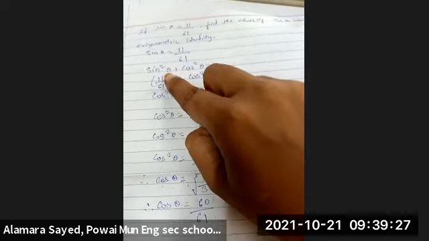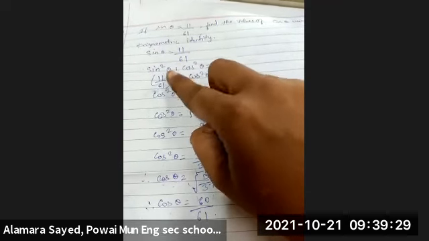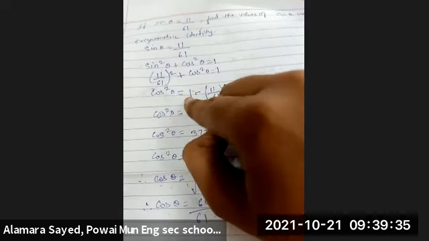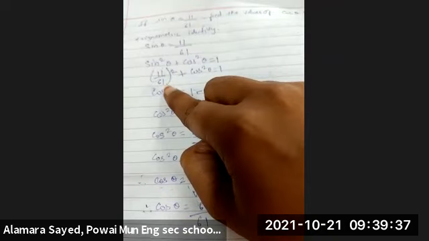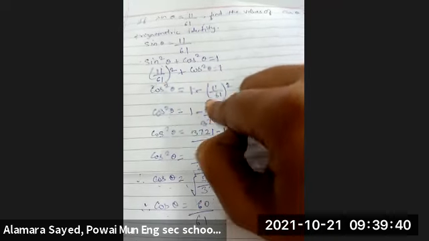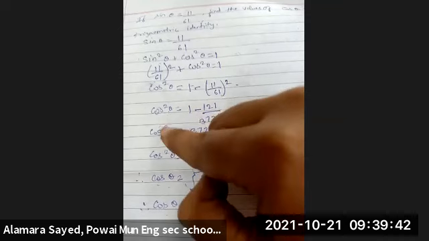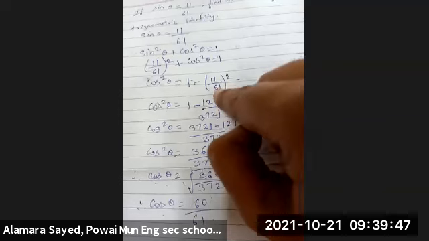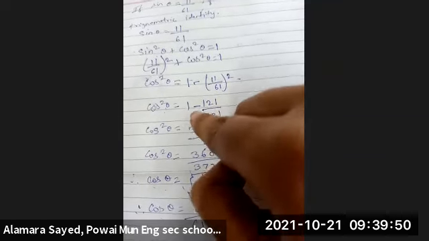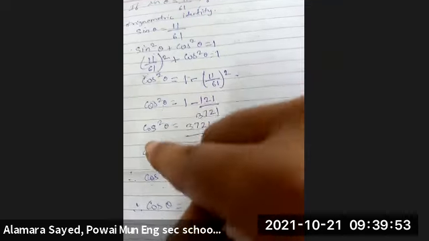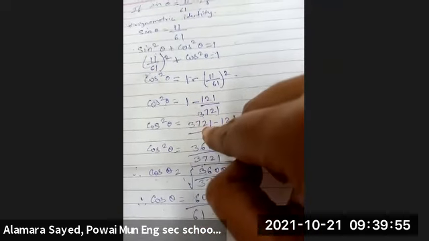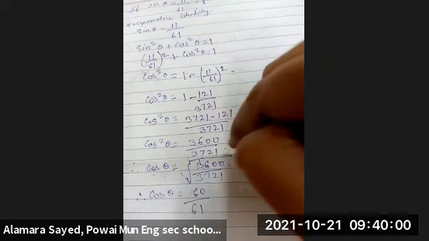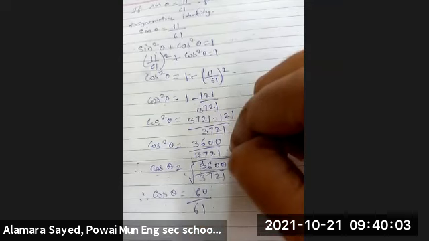That is sin square theta, the value of sin is given as 11/61, so (11/61) square plus cos square theta is equal to 1. Cos square theta brought outside, the plus (11/61) whole square converts to minus. So cos square theta is equal to 1 minus 11/61 whole square. The square of 11 is 121, the square of 61 is 3721. So 1 minus 121/3721. Cos square theta is equal to, by dividend we can say, (3721 minus 121)/3721. So cos square theta is equal to 3600/3721.